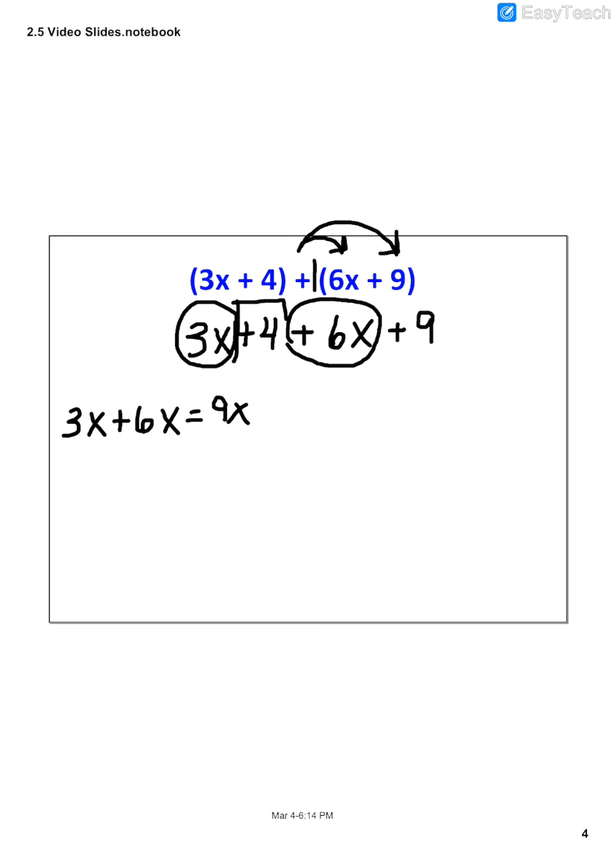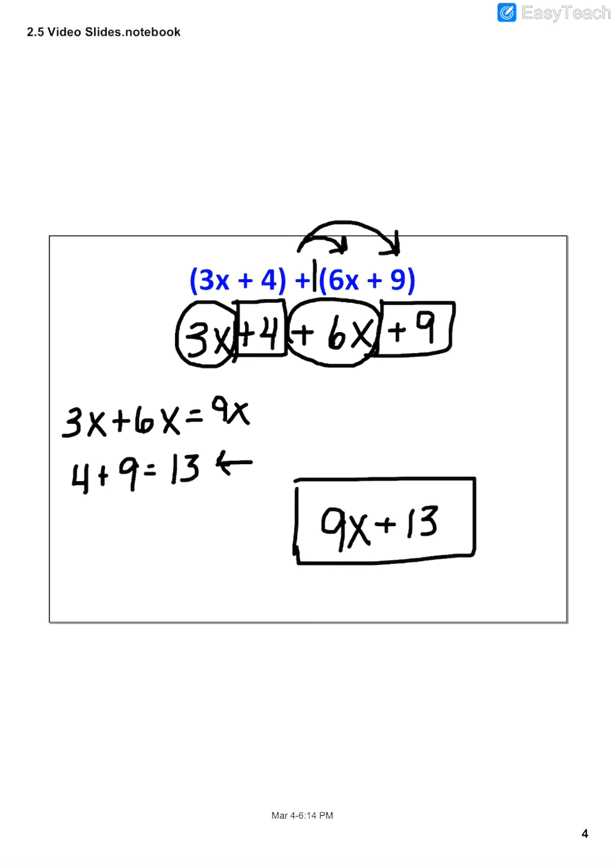I'm going to use a different shape to combine the other set of like terms. 4 plus 9 is equal to 13. And now I'm just going to put these together. 9x, and since this is a positive 13, I'm going to write plus 13. And my final answer is 9x plus 13. There's nothing else for me to combine, so this expression is in simplest form.